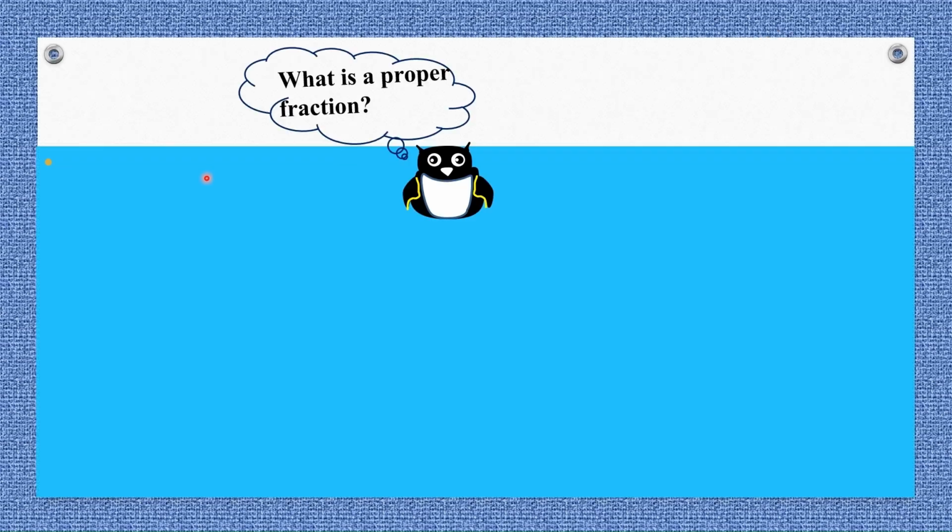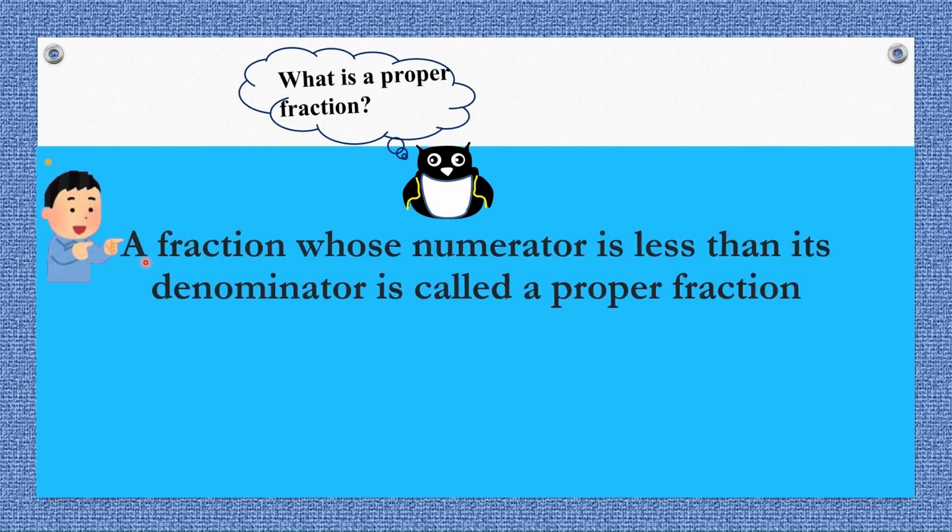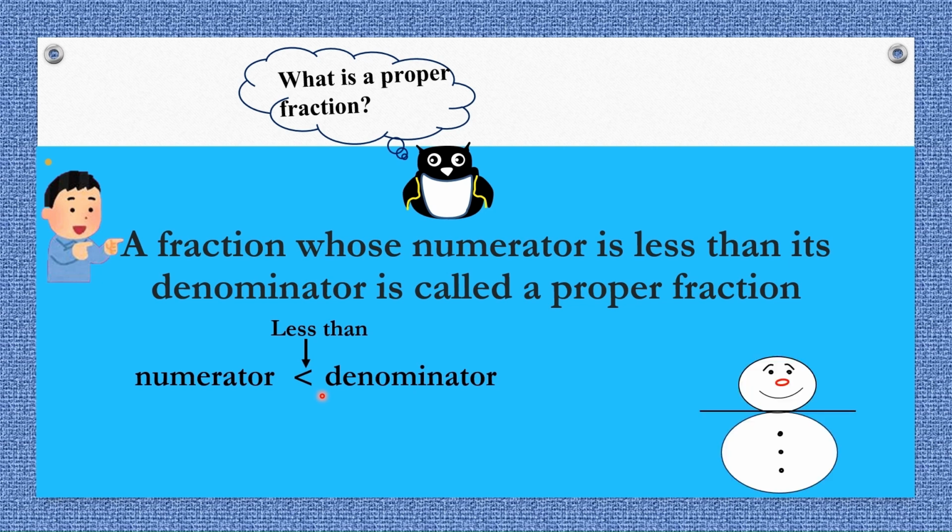What is a proper fraction? A fraction whose numerator is less than its denominator is called a proper fraction. Now here, numerator is less than denominator. This notation stands for less than.